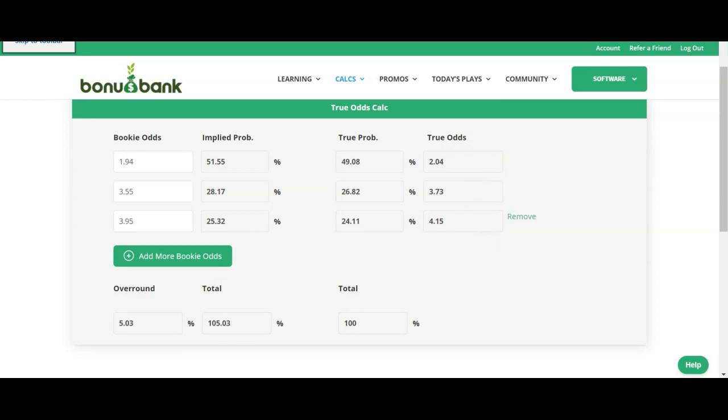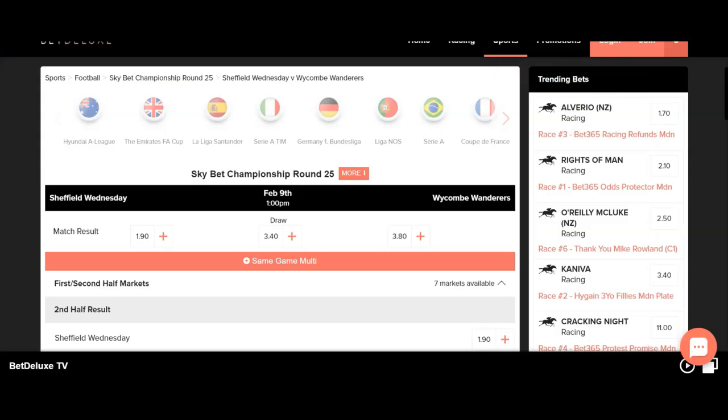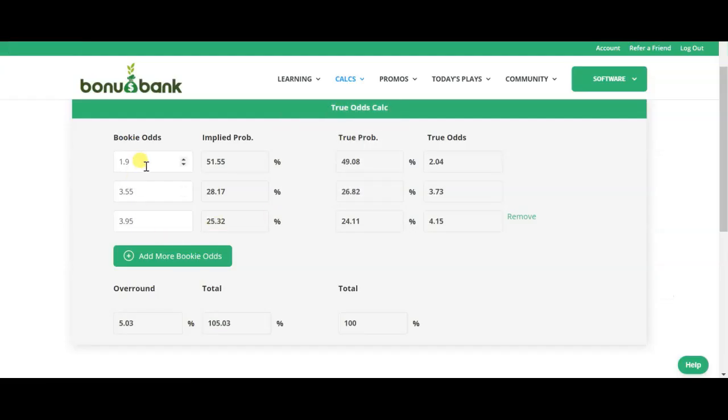Then we can compare that to Bet Deluxe. They're 1.93, 3.40, 3.80. So just do this. And you can see, as expected, Bet Deluxe are adding a lot more of a margin onto their market. They've got an 8% overround there.